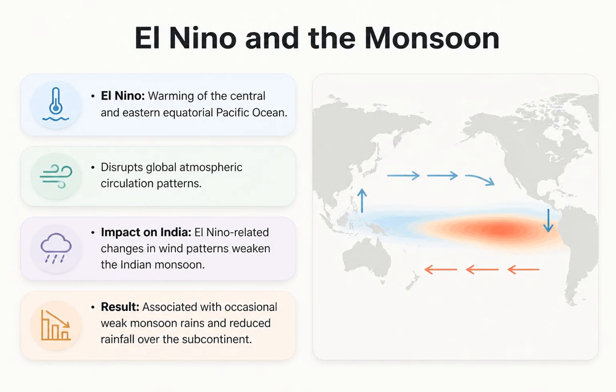We must also reiterate the profound impact of El Niño, a frequent subject of geographical study. When the central and eastern equatorial Pacific Ocean becomes unusually warm, it disrupts atmospheric circulation on a global scale. For India, these shifting wind patterns generally suppress the rising air needed for storm clouds, weakening the monsoon system and leading to significantly reduced rainfall over the subcontinent.